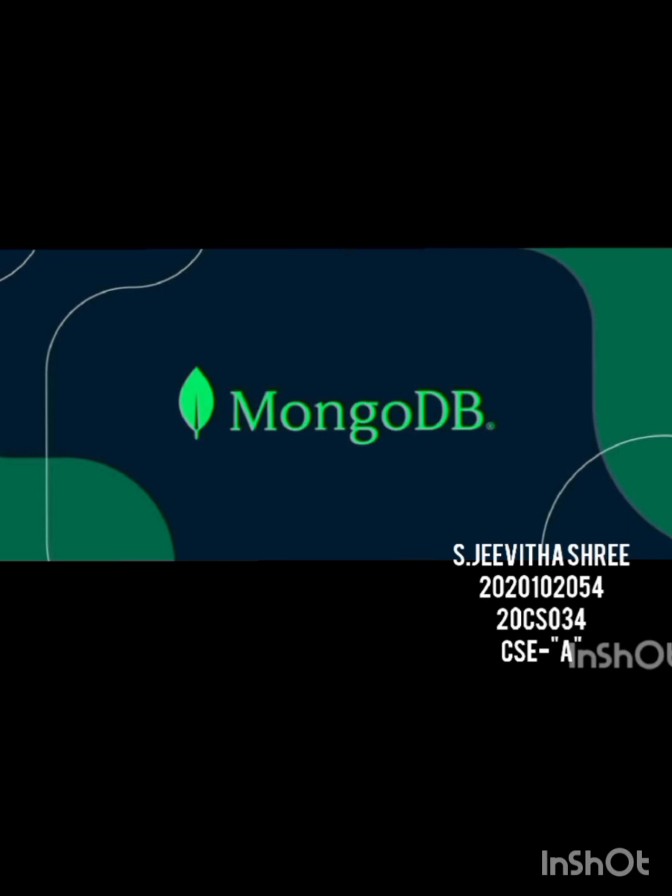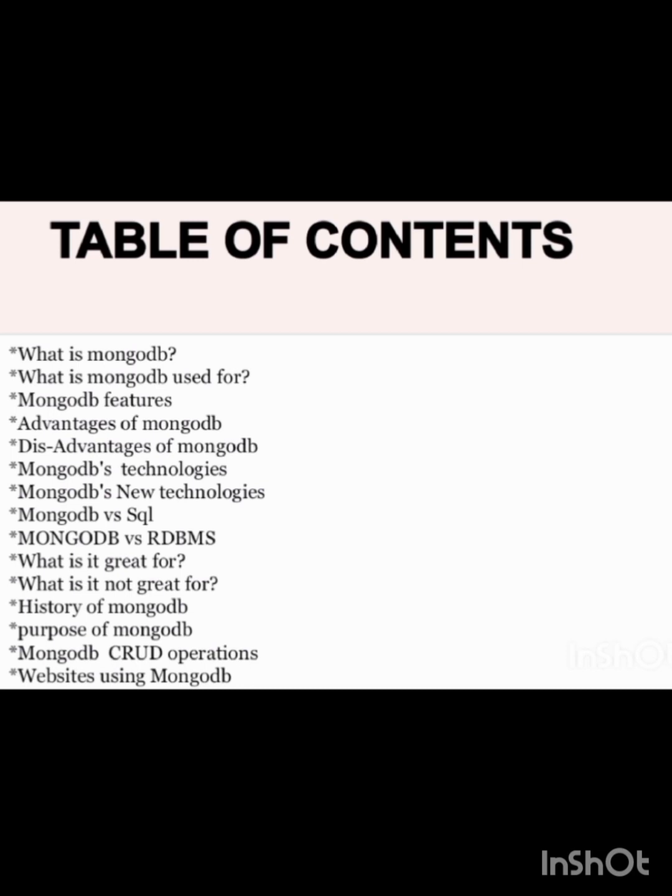Let us see about MongoDB in detail in this slide. So we are going to see what is MongoDB. What is MongoDB used for? MongoDB features, advantages of MongoDB, disadvantages of MongoDB, MongoDB's technologies, MongoDB's new technologies, the difference between MongoDB and SQL, and the difference between MongoDB and RDBMS, and what MongoDB is great for and what it is not great for, the history of MongoDB, the purpose behind MongoDB, MongoDB CRUD operations and websites using MongoDB in the slides.